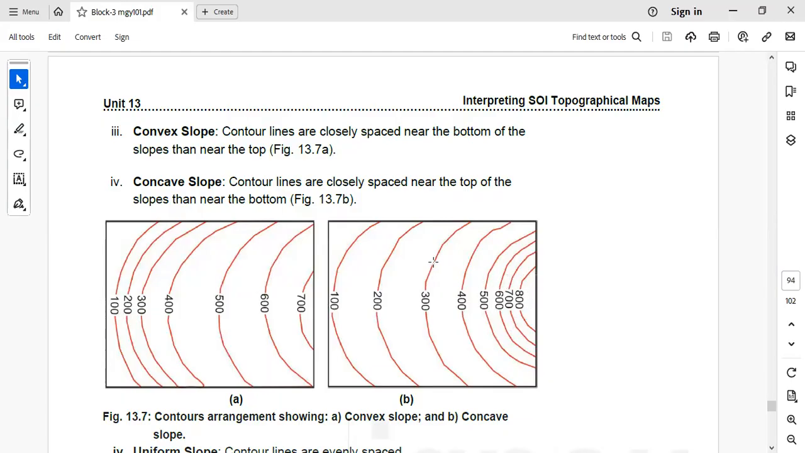And in this case, here you see that this is the bottom of the slope, and the contours are widely spaced, and here this is top, the contours are closely spaced, and this type of arrangement indicates concave slope.